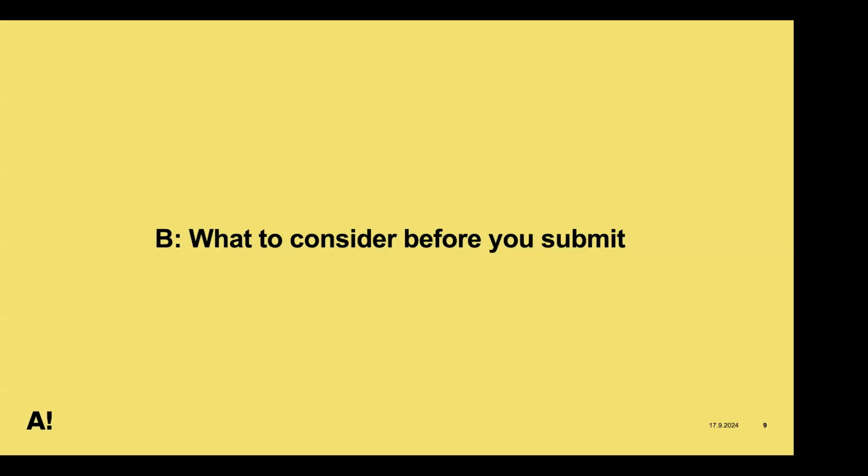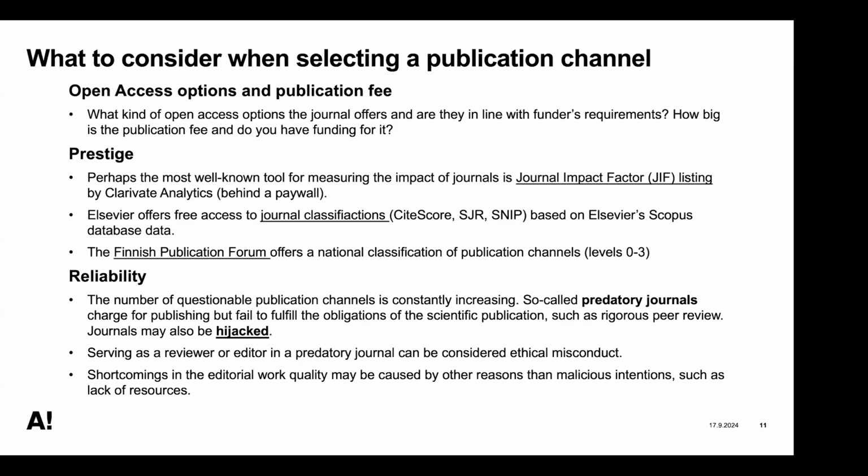So, what should you consider before submitting? First, the quality of the journal. There are several important factors to consider when choosing a publication channel. You should evaluate open access options and publication fees in relation to the funder's requirements and, of course, your budget. You would likely prefer to publish in a high-quality journal.